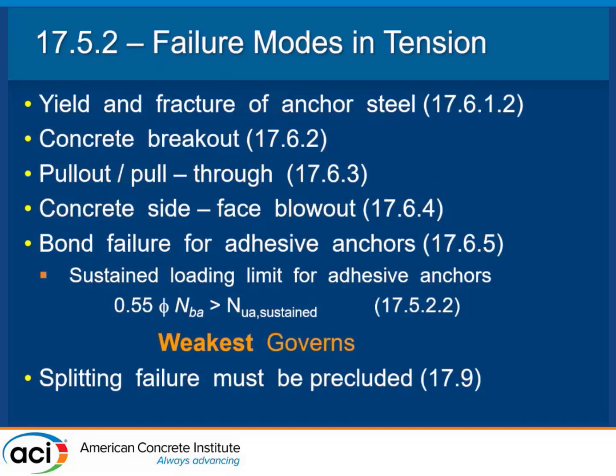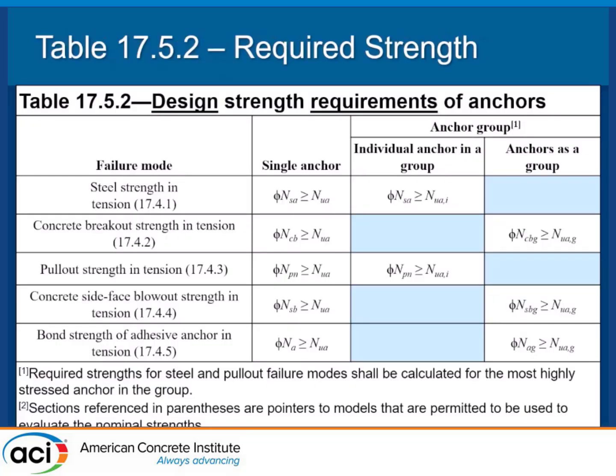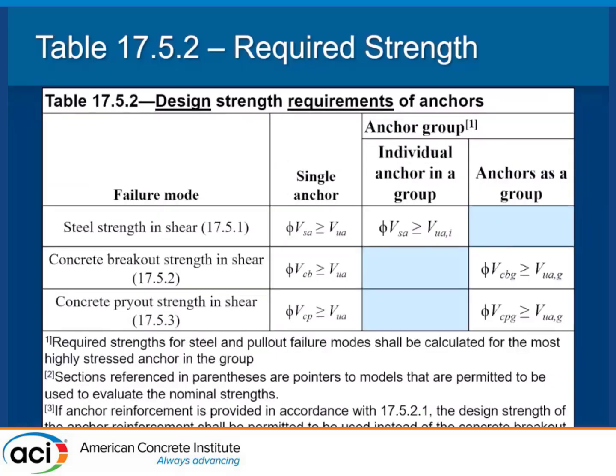So once again, these are the failure modes. I have it kind of throughout the presentation. Where do you find the list of that? There's a table in 318 called 17.5.2. They list them again. They give you directions and where the requirements are in the chapter. All this information is really easy to find in chapter 17.